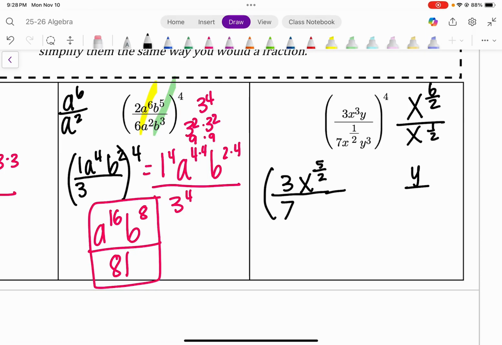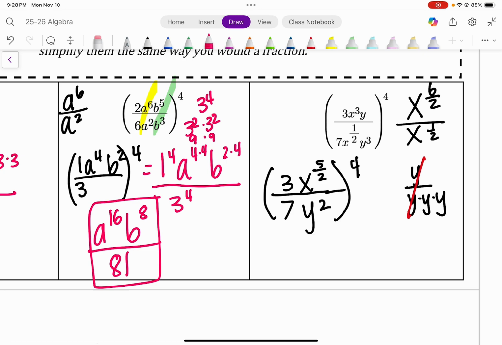And here I have y over y to the 3rd. So y times y times y. So we can cancel those y's, and there's 2 extra in the denominator. Y squared. And we're getting raised to the 4th. So every piece inside there is getting raised to the 4th.